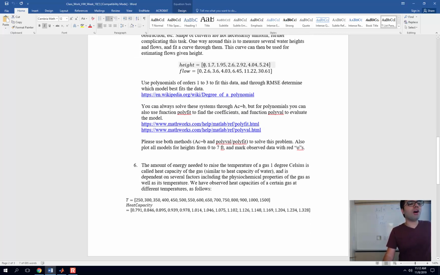So you have a height, you have a flow. You want to use a polynomial to fit this height flow curve. Use polynomials of orders 1 to 3 to fit this data. What does it mean? Polynomial of order 1. What is a polynomial of order 1?